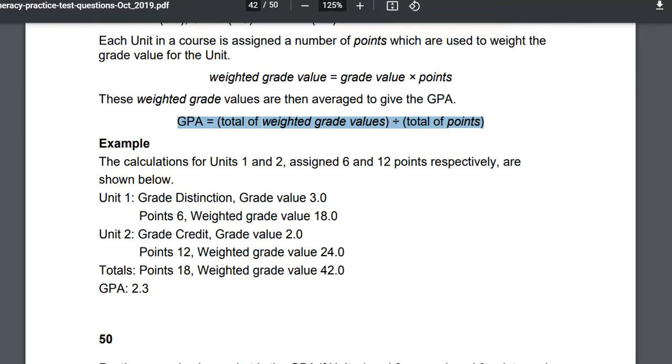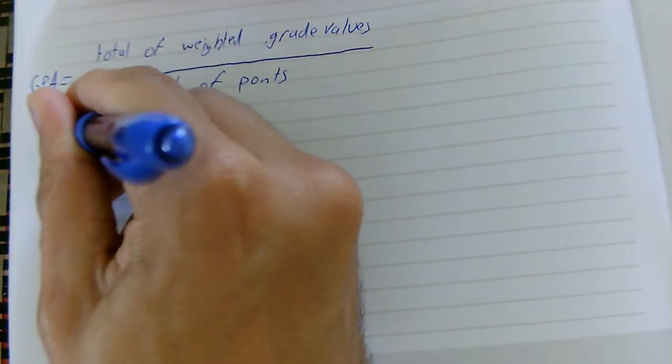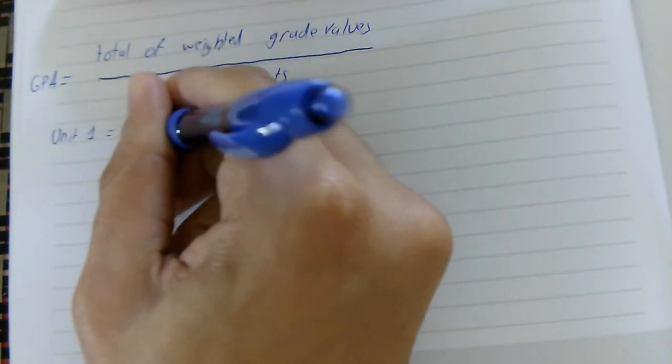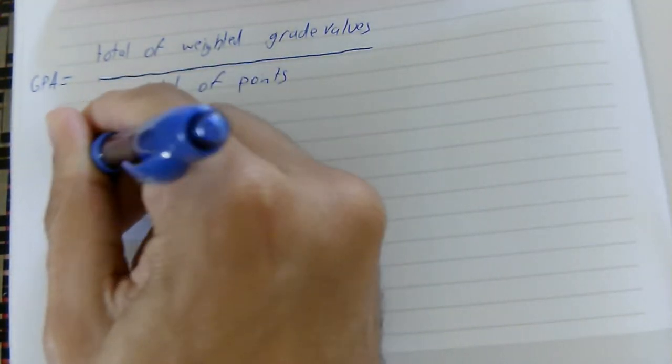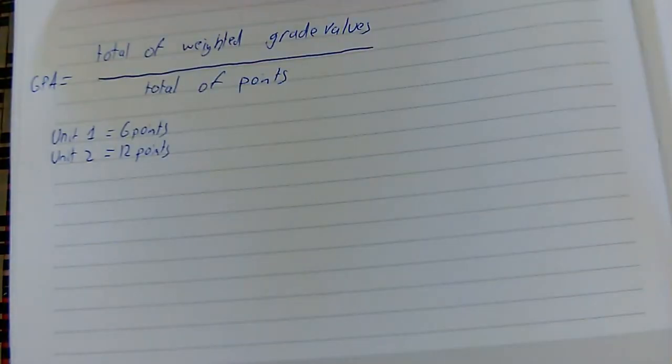Now, the calculations for units 1 and 2, they're assigned 6 and 12 points respectively, and they're shown below. So that's obviously very important information. So unit 1 is worth 6 points, whilst unit 2 is worth 12 points. So this is showing that unit 2 is worth twice as much as unit 1.